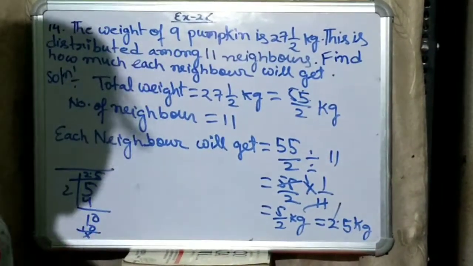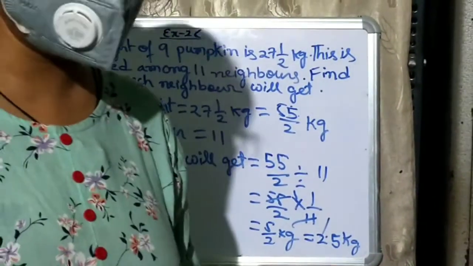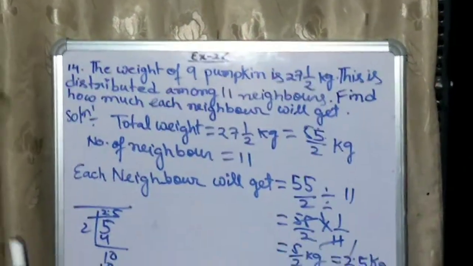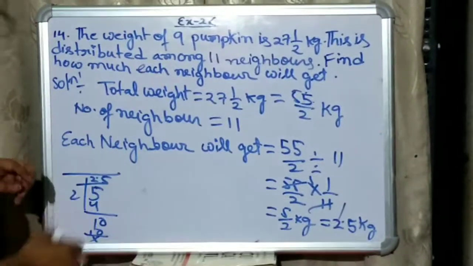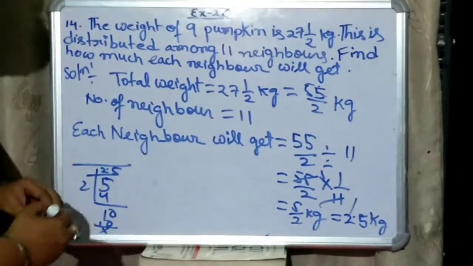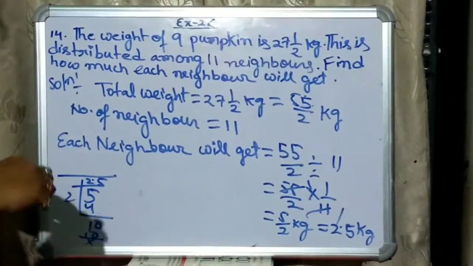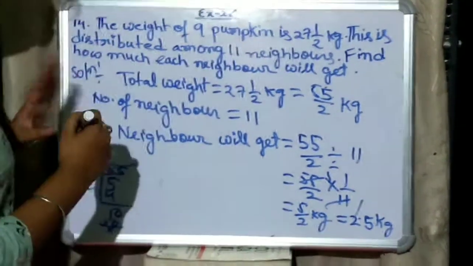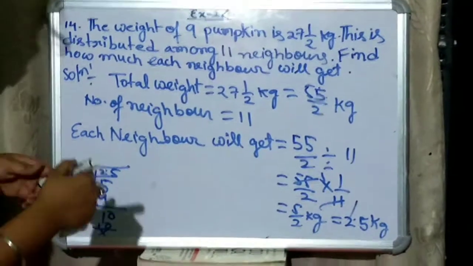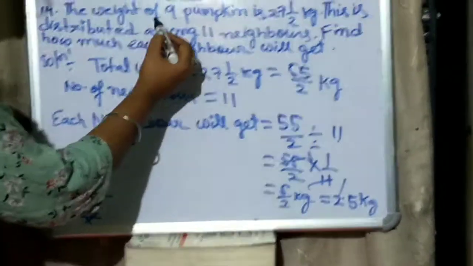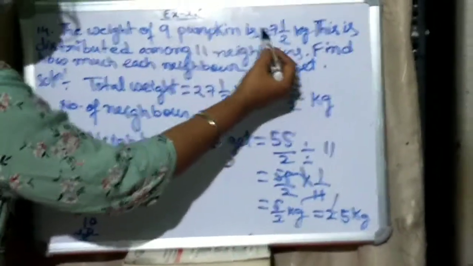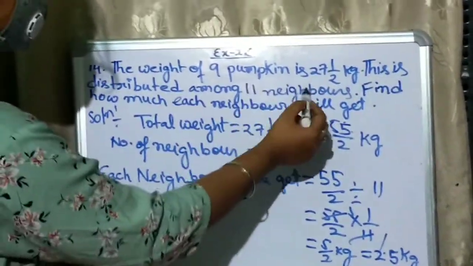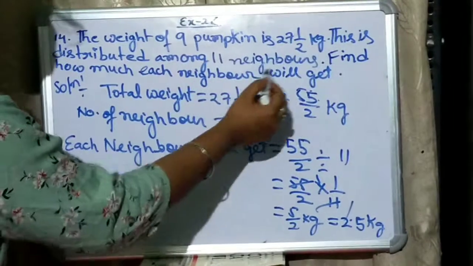Okay, students, question number 14 of exercise 2C is a very lengthy question. To save time, I have already written and solved this question, and I am going to explain how I did it. Let's see what the question tells you and what it is asking. The weight of 9 pumpkins is 27 and a half kg and this is distributed among 11 neighbors. Find how much each neighbor will get.